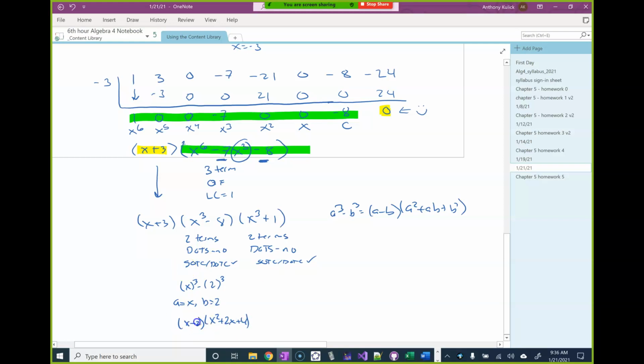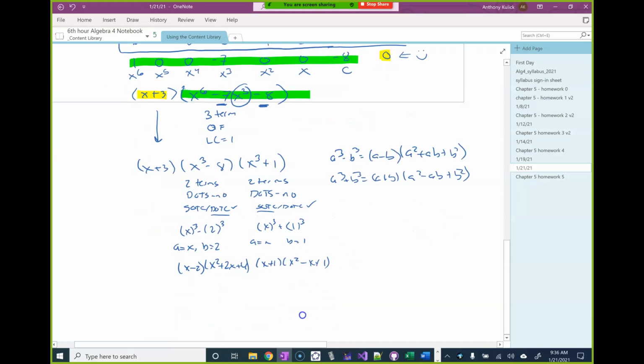And the other one, I can write x cubed as x to the third, and 1 as 1 to the third. The sum of 2 cubes factoring pattern is this one, where in this case my a is x and my b is 1. And then I still have that x plus 3 hanging out front.